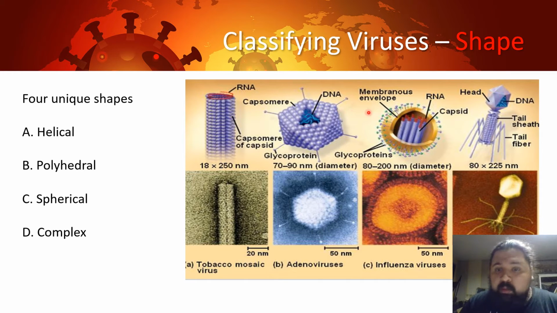A third one shown here is a more spherical shape, like influenza. And the last would be a more complex shape that is a combination of both helical and isohedral. So here we have a bacteriophage, and it has an isohedral head with a helical tail, as you can see.